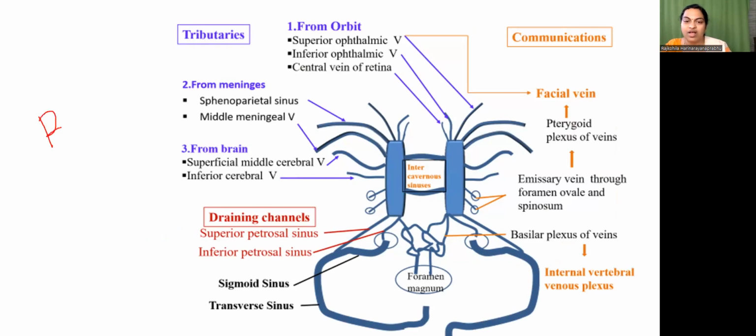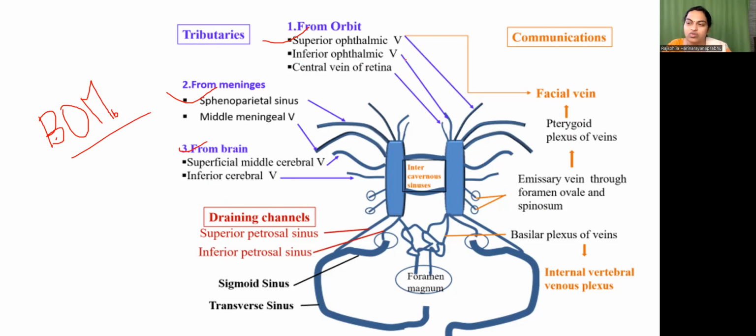Tributaries are very, very important. The tributaries are from the brain, received from the orbit, and received from the meninges. Okay. So you can remember it as BOM: brain, orbit, and meninges. From the brain, we have the cerebral veins: superficial middle cerebral vein and inferior cerebral vein. From the orbit, the ophthalmic veins: superior and inferior ophthalmic veins and the central vein of retina. And from the meninges, the sphenoparietal sinus, middle meningeal veins, and so on.